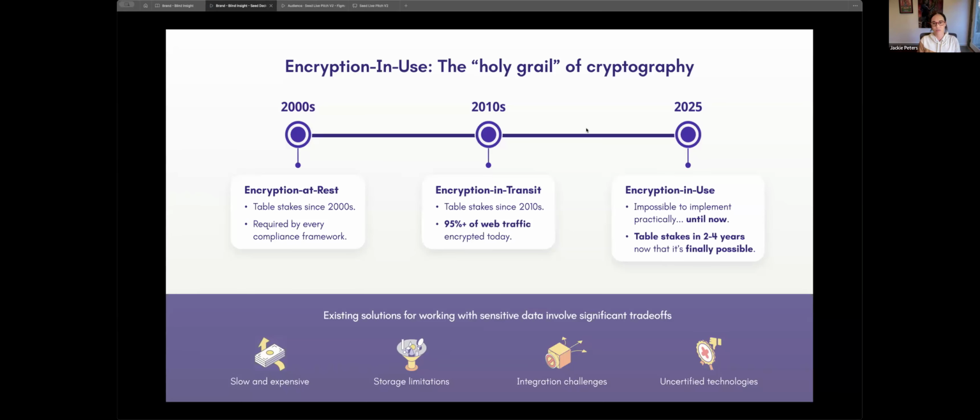Why hasn't encryption in use been table stakes? Because it hasn't been possible until now. There have been a lot of attempts. We have homomorphic encryption, we have secure enclaves, but you can't run software using any of those technologies today. But like I mentioned with DORA, we're starting to see this being written into regulations, and it's going to be table stakes in two to four years because it's now finally possible.